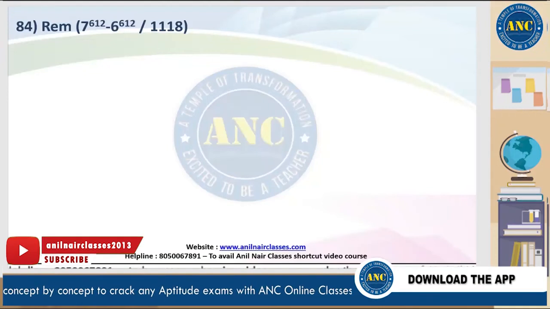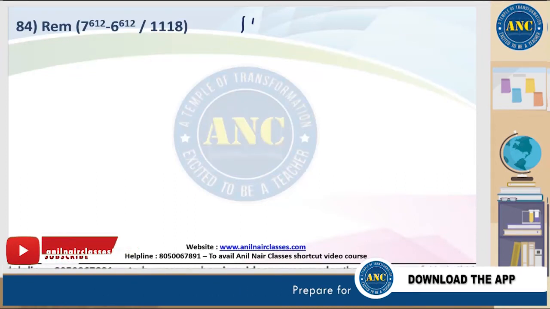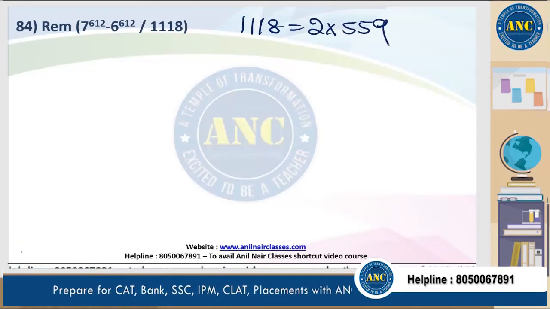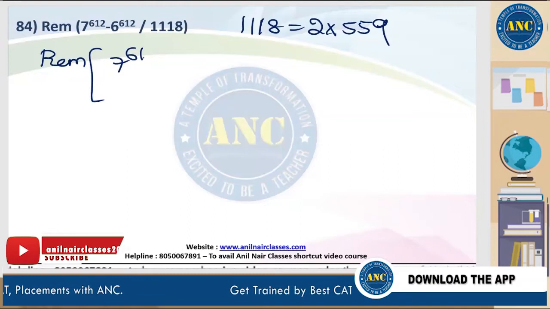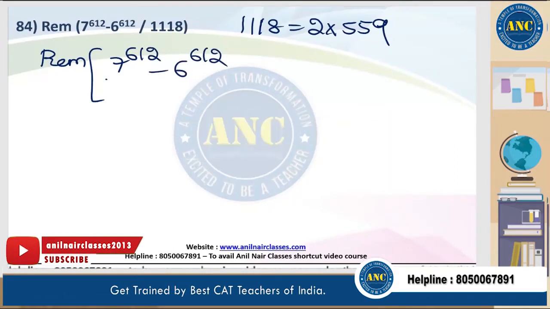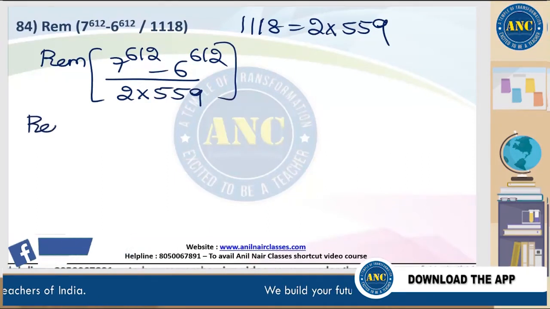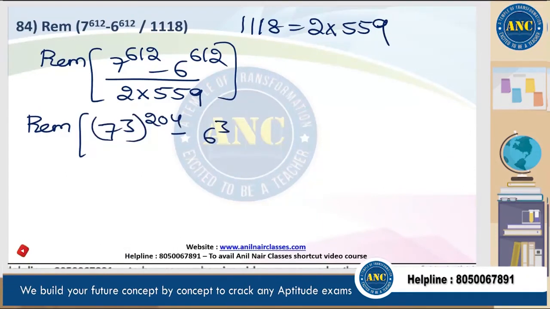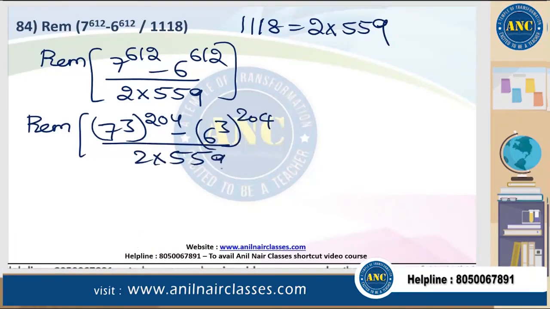Next, remainder when 7 power 612 minus 6 power 612 is divided by 1118. Now, 1118 is nothing but 2 into 559, a product of co-primes. So this is nothing but 7 power 612 minus 6 power 612 divided by 2 into 559. This can be written as 7 cube power 204 minus 6 cube power 204 divided by 2 into 559.